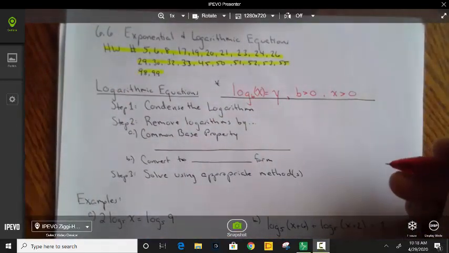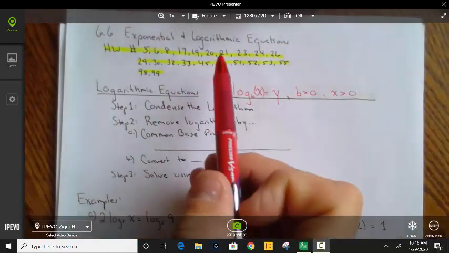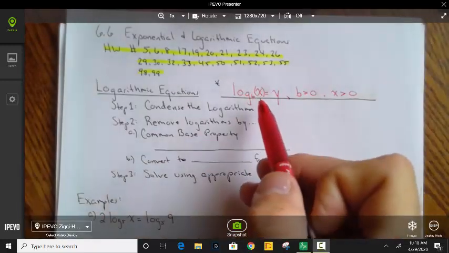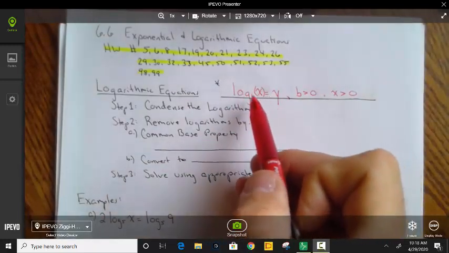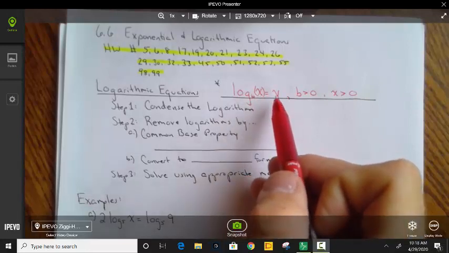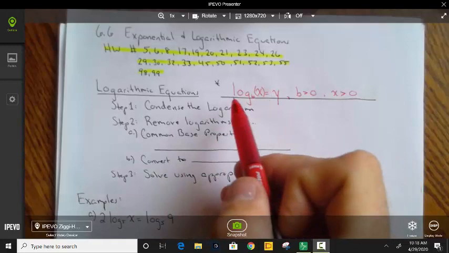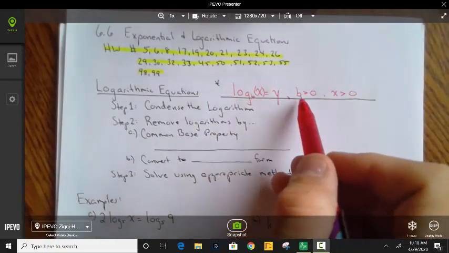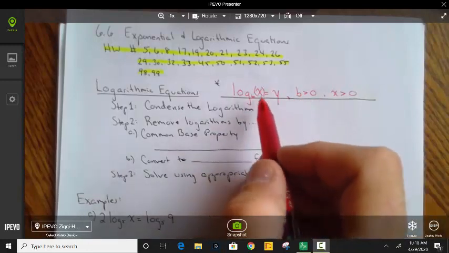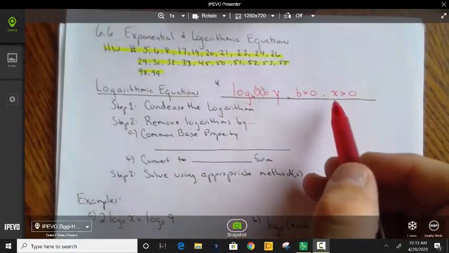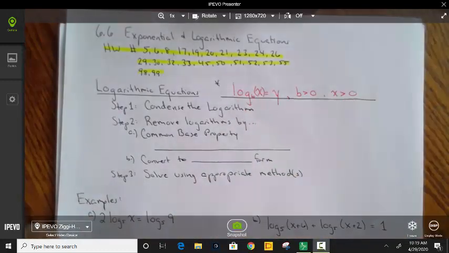I know this section is exponential and logarithmic equations, but we're going to start with logarithmic equations. This is just an equation where there's a logarithm inside of it: log base b of x, with a variable inside the logarithm, equaling y. It's important to realize with logarithmic equations that we need to check our answers, because we can't have a negative base or a base of 0, and what's inside the logarithm, x in this case, has to be greater than 0, which means it has to be positive. It can't be negative and it can't be 0.